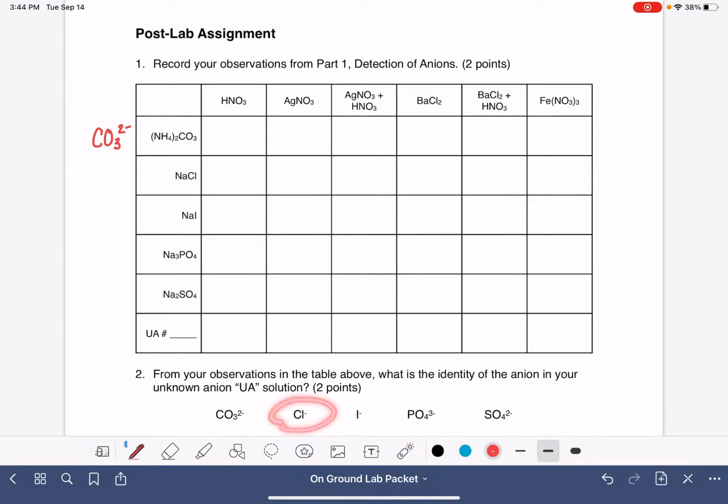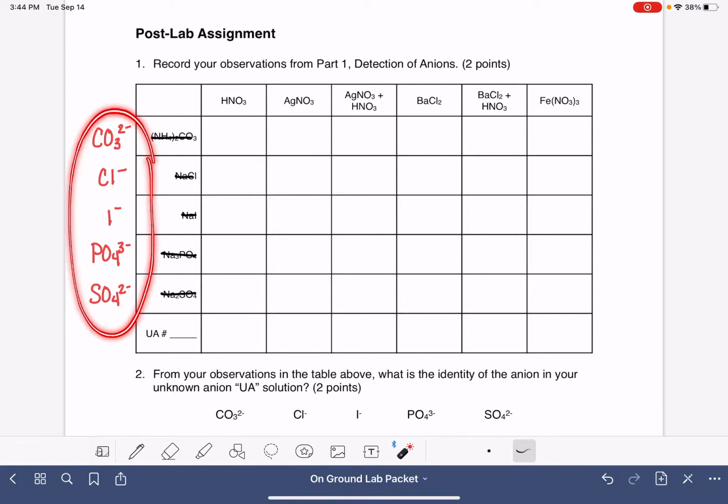And the same thing with the chloride, sodium chloride, NaCl. This is just serving as our source of Cl-. This is our source of I-. This is our source of phosphate, PO43-. And this is our source of sulfate, SO42-. So you can really just ignore these labels and focus on the labels of the anions.